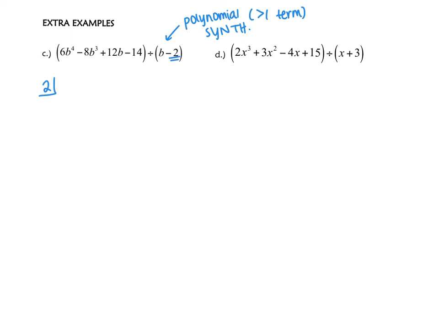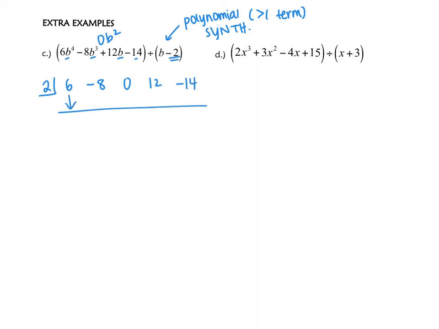Before we write down the constants, we got to ask, are these in order? Well, we have b to the fourth, b cubed, b, and a constant. So they are. We're missing, though, b squared. So remember, we're going to need that as a placeholder. We have 6b to the fourth, negative 8b cubed, 0b squared, 12b, and negative 14.